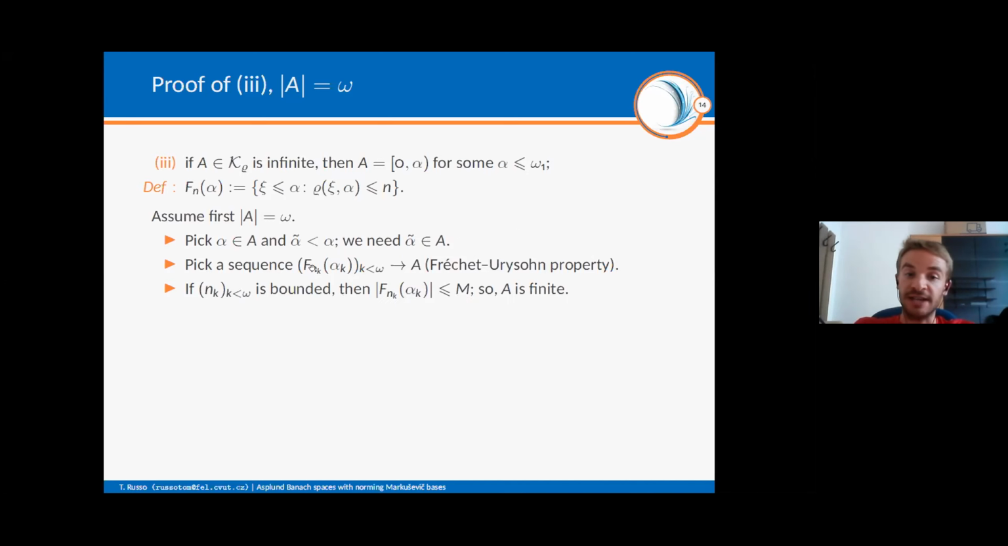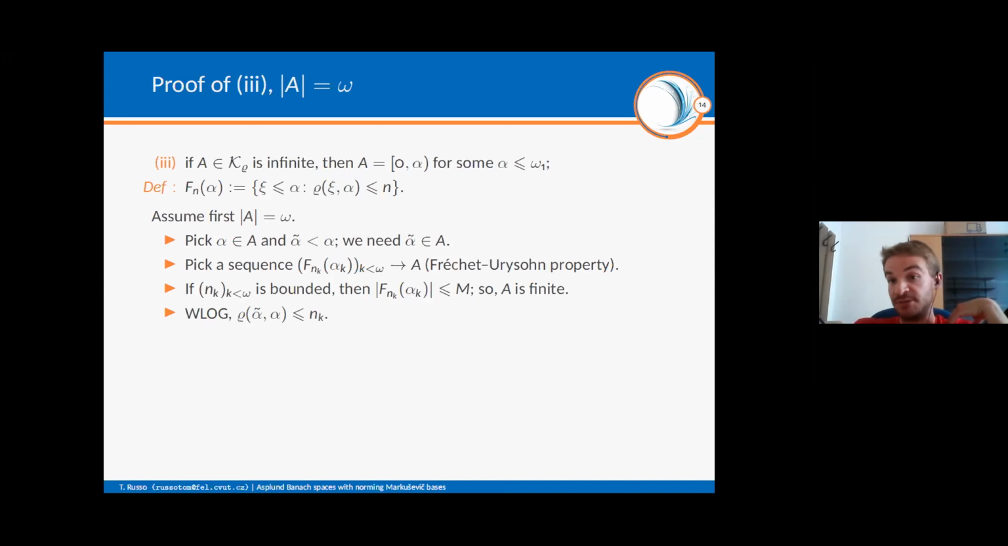And now there are two cases. If these indexes here are bounded, let's say bounded by M, then recall that the cardinality here was bounded by the parameter n uniformly in alpha. So this would be bounded by M plus 1 in reality as well. But if these sets have uniformly bounded cardinality, their limit is a finite set, which is impossible by our assumption here. So this condition cannot happen.